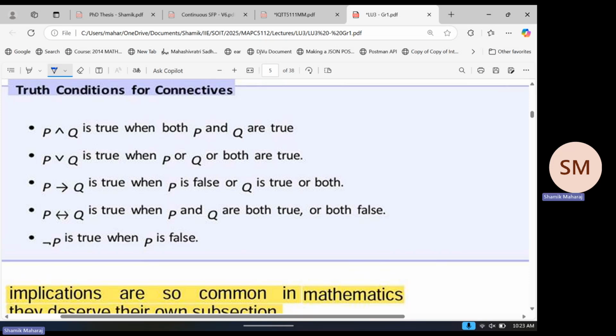Okay, so the implication becomes a bit tricky. This is where people start making mistakes. This is true when P is false or Q is true or both, but that "or both" doesn't make a difference. It doesn't really change anything, so we can essentially ignore that part. Let's say when P is false or Q is true. If that's confusing you, forget about it. That "or both" essentially adds no value to this. It's of no consequence.